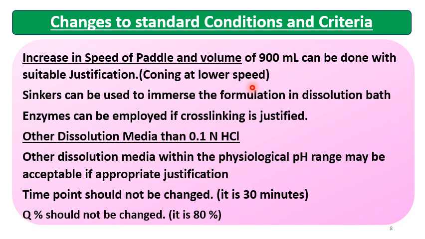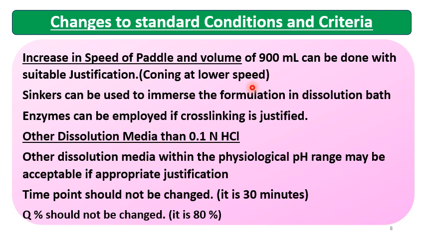Then other dissolution media than 0.1 normal HCl. Can we use media other than 0.1 normal HCl? Because 0.1 normal HCl 500 ml is suggested, and if the requirement is that this media cannot be used, other media can be used within the physiological pH range if you have a suitable justification. That dissolution media can be 4.5 pH acetate buffer or 6.8 phosphate buffer, or other media also can be used with the pH of physiological range.